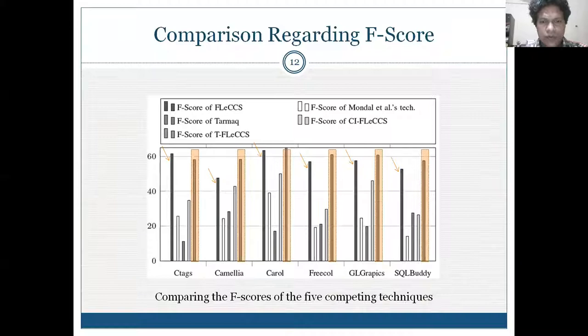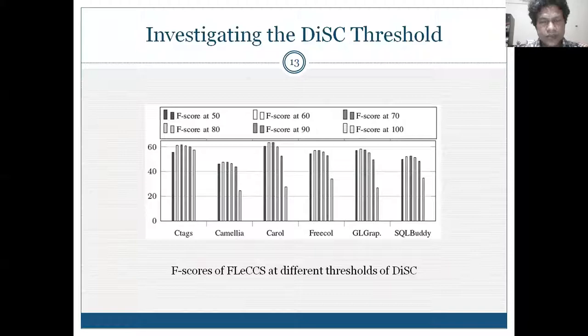We have also investigated a suitable DISC threshold for FLeCCS. That's why we have determined the FS scores of FLeCCS at different DISC thresholds. So these are 50, 60, 70 to 100. And we find that for 60 and 70, FLeCCS provides the highest FS score for each of the subject systems. However, we have considered 70 because at this threshold, FLeCCS provides a bit higher precision.